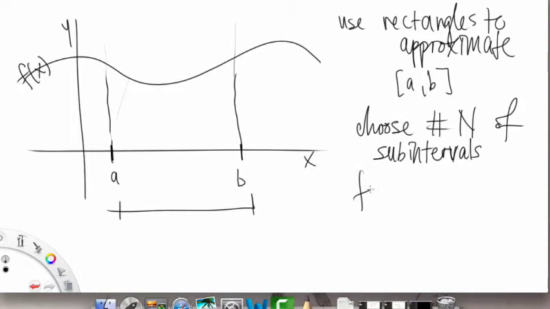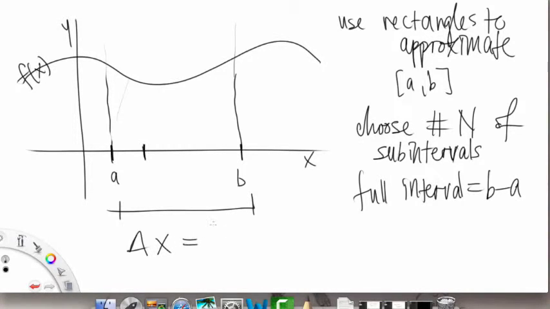So our full interval is B minus A, but now we want to break it up into N pieces. Let's say we pick an N. Therefore, the change in x for each of these, delta x, is going to be the length of our subinterval.